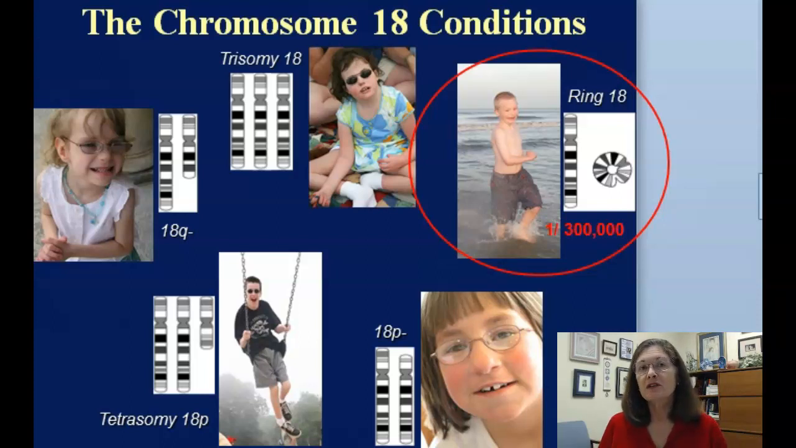So by definition, there's missing material from both ends of the chromosome, but there's not necessarily genes missing from both ends of the chromosome. So you can imagine this group of people is very heterogeneous because they can have different amounts of material missing from both ends of the chromosome. And this occurs in about 1 in 300,000 births.